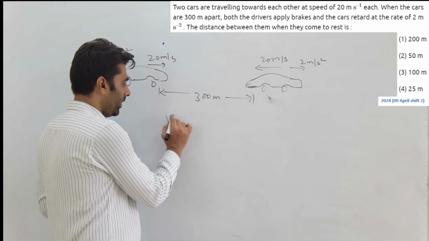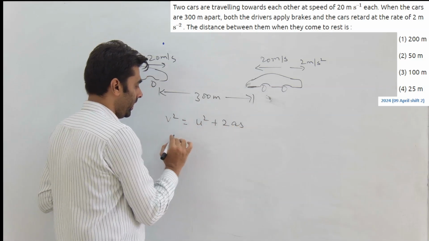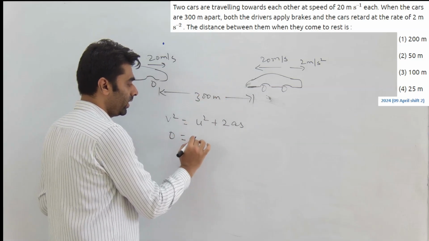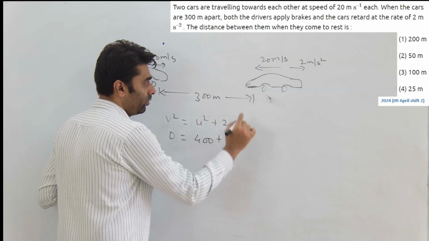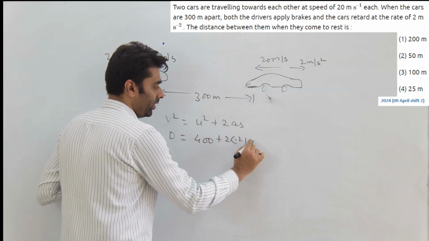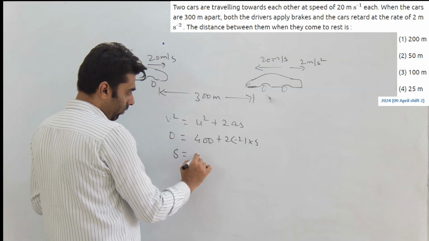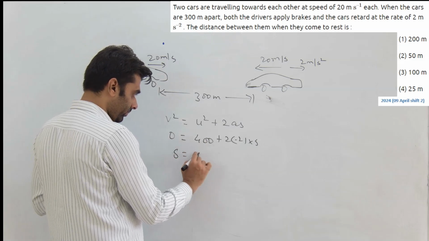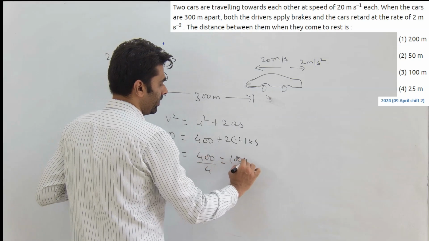So what can I write? V square equals U square plus 2AS. Finally speed becomes 0. U square is 20 square, 400, plus 2 into retardation, minus 2, into S. So what do we get? S is equal to 400 by 4, which comes out to be 100, right? This comes out to be 100.